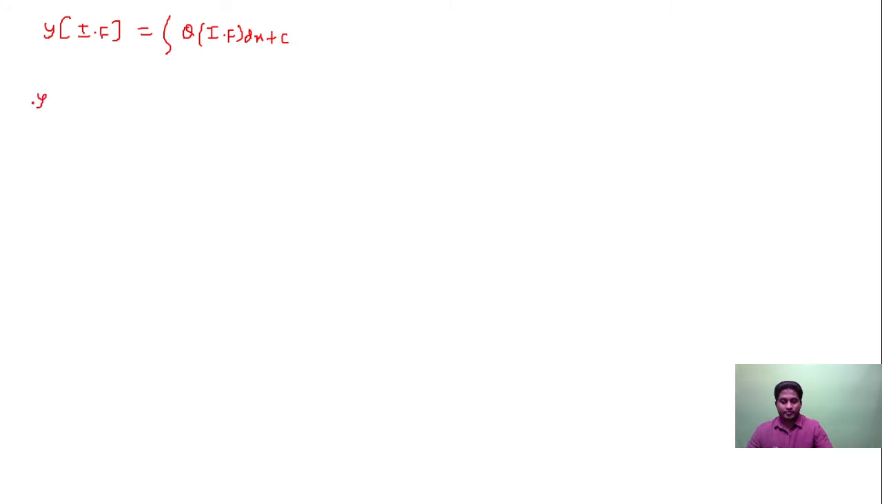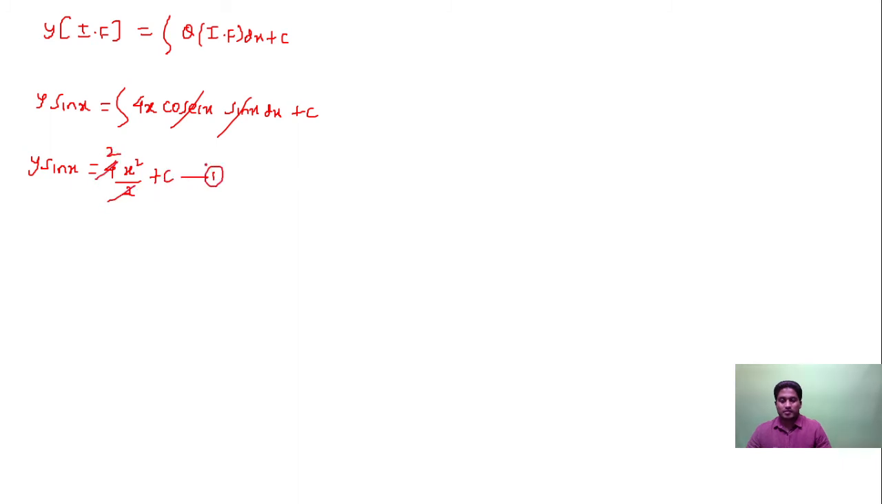So y into sin x is equal to integral q into sin x, where q is 4x into cosec x. That gives 4x into cosec x into sin x dx plus c. Cancelling cosec and sin, you get y into sin x is equal to 4 times the integration of x, which is x square by 2, plus the constant c. This cancels 2 times. Call this equation 1.